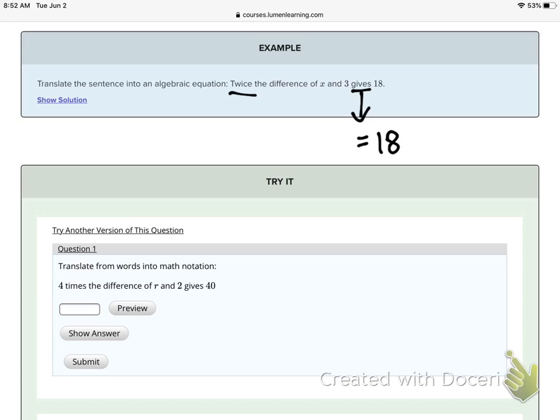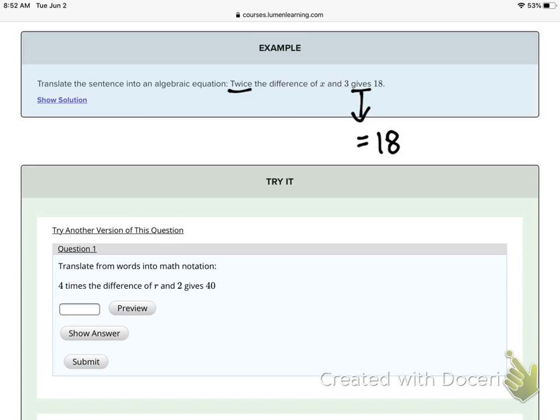What does twice mean? When I see the word twice, what am I doing? It has something to do with 2. I'll give you a hint. But what am I doing with that 2? Am I adding, subtracting, multiplying, or dividing that 2 when it says twice?